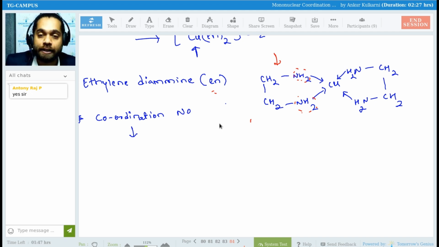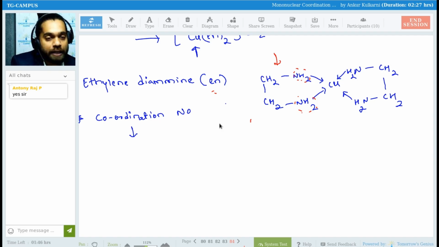have to see how many bonds it has formed. Simple as that. You have to check, okay, it is forming 4 bonds, so coordination number 4. So you have to check your central atom, how many bonds it is forming.